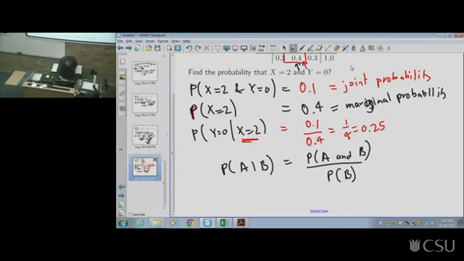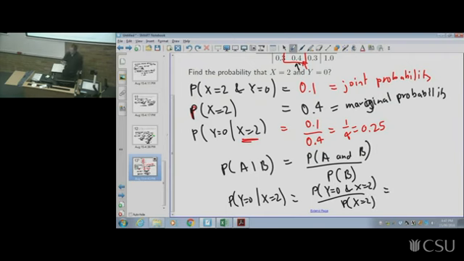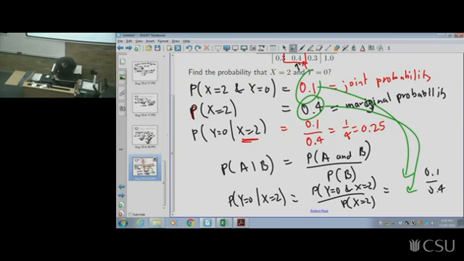So in that case, the probability of y equals 0 given x equals 2 would be equal to the probability of y equals 0 and x equals 2 divided by the probability x equals 2. That's how you would do it. And they are the numbers that we wrote a second ago, essentially. That's the 0.1 over the 0.4. Gives you exactly the same number as before.